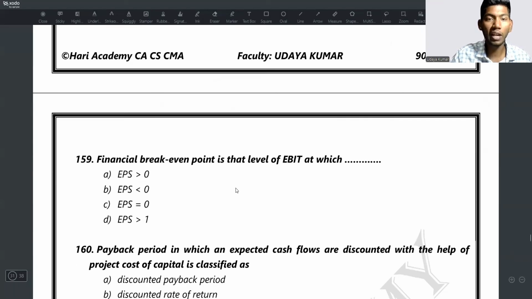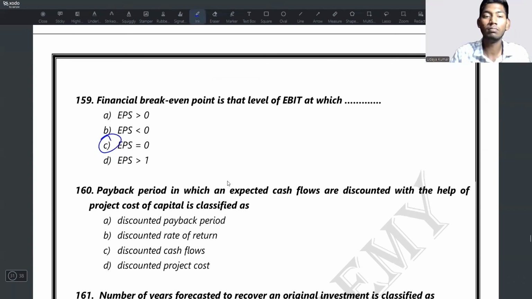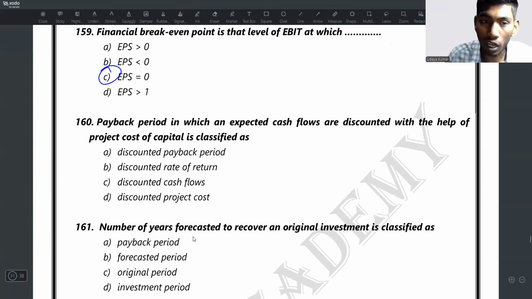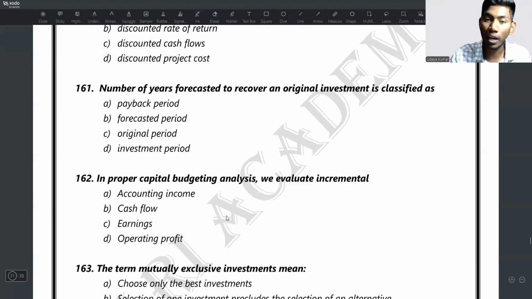So moving to question 159. Financial break-even point is that level of EBIT at which EPS equals 0, right? So question 160, payback period in which expected cash flows are discounted with the help of the project cost of capital is classified as what? Discounted payback period. Okay.